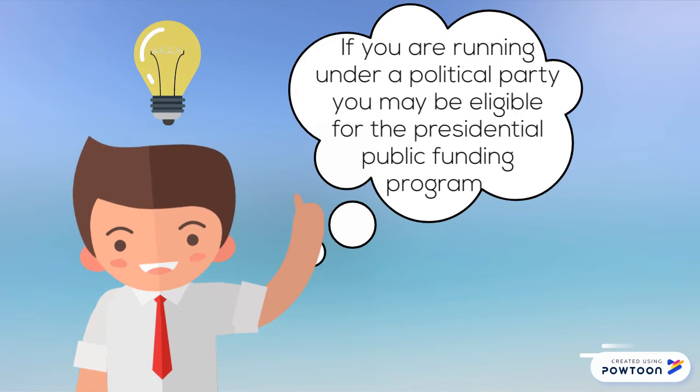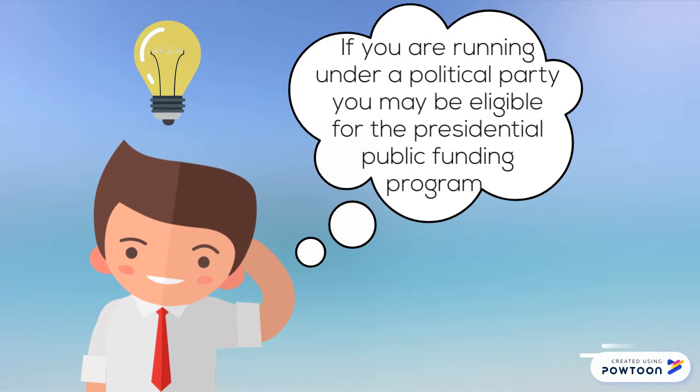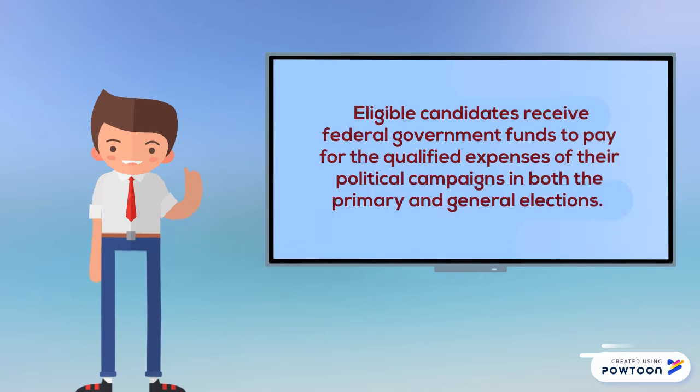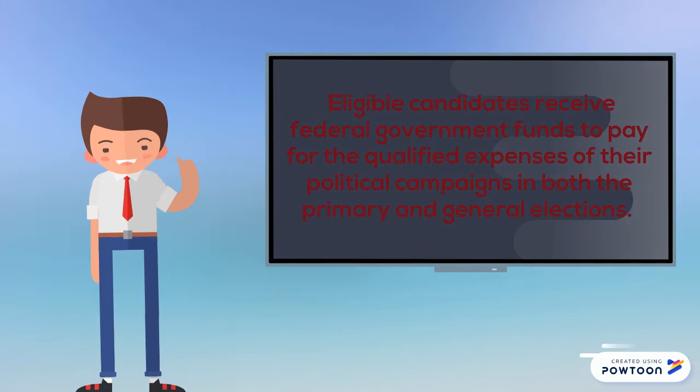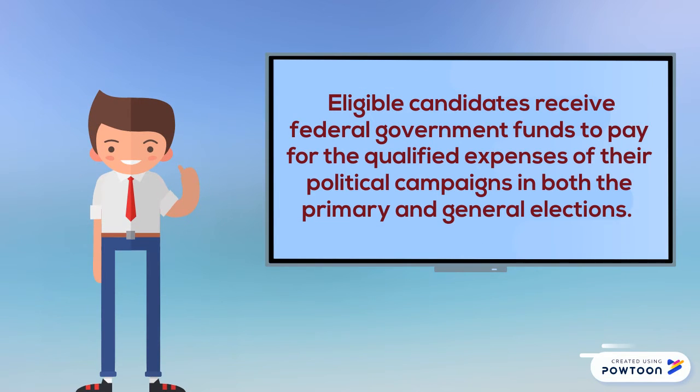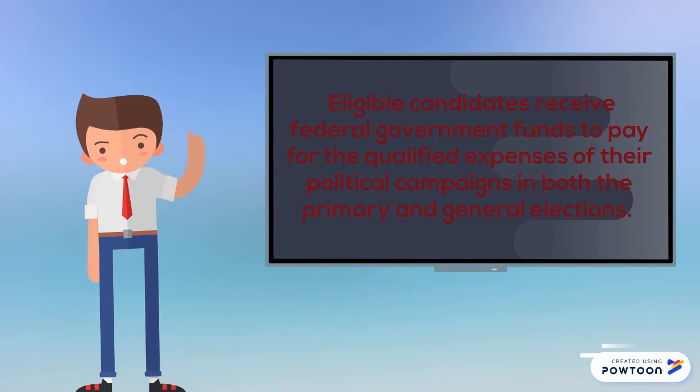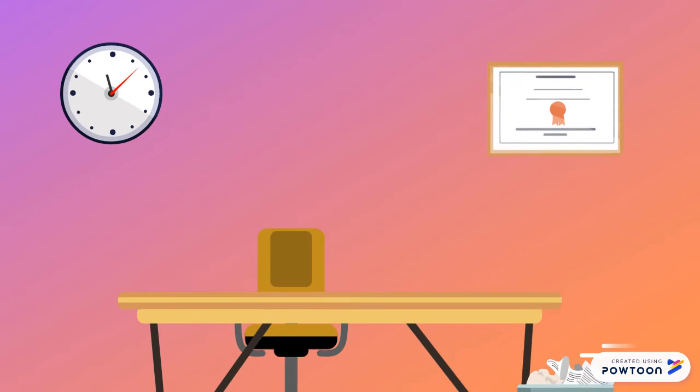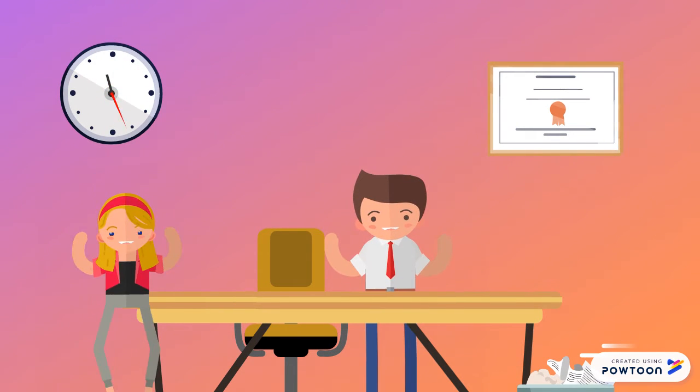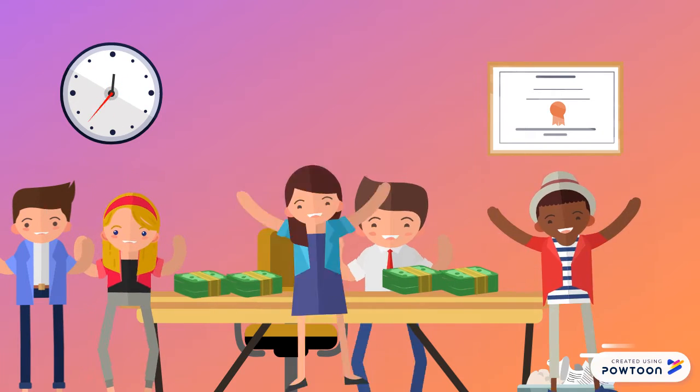If you're running under a political party, you may be eligible for the Presidential Public Funding Program. Under the Presidential Funding Program, eligible candidates receive federal government funds to pay for the qualified expenses of their political campaign in both the primary and general elections. To become an eligible candidate, you must raise more than $5,000 per each of at least 20 states.